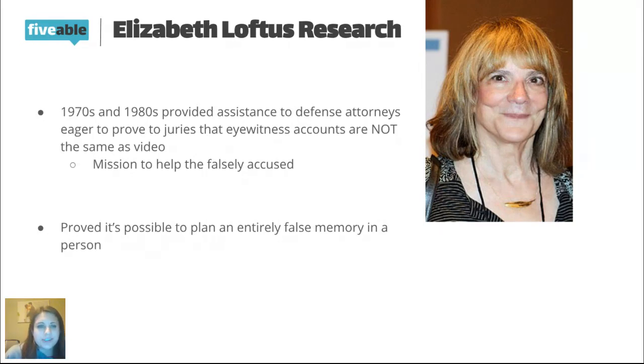Her job originally was to provide assistance to defense attorneys, because basically, back in the day, if you were testifying in court and you said, I know for sure I saw this person commit this crime, it was like guilty, right? Lock them up, throw away the key. Eyewitness testimony is super reliable and super valid. But through her research, we're actually finding out that that's not the case.